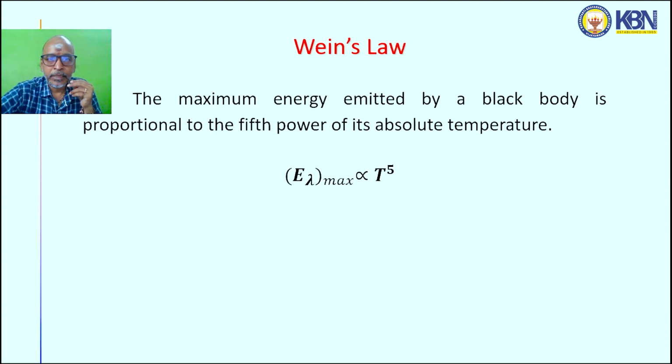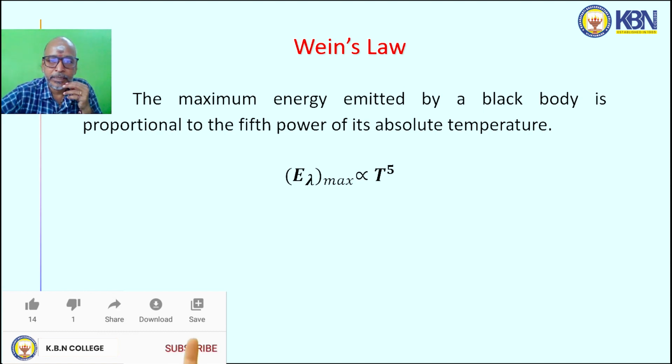And Wien's law: the energy emitted by the black body is directly proportional to the fifth power of the absolute temperature for a given wavelength.